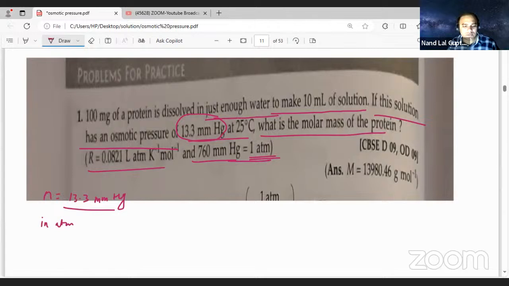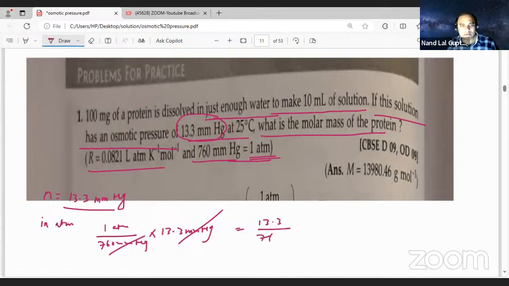So what will we have, student? 1 ATM upon 760 mmHg multiplied by 13.3 mmHg. So the mmHg cancels out. So 13.3 upon 760, this is in ATM. So what will be there? 0.0175 ATM. Okay. Now, because the R value is in ATM, we need to convert mmHg into ATM.